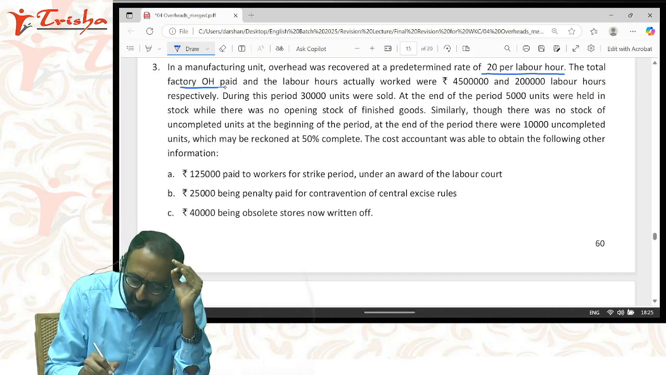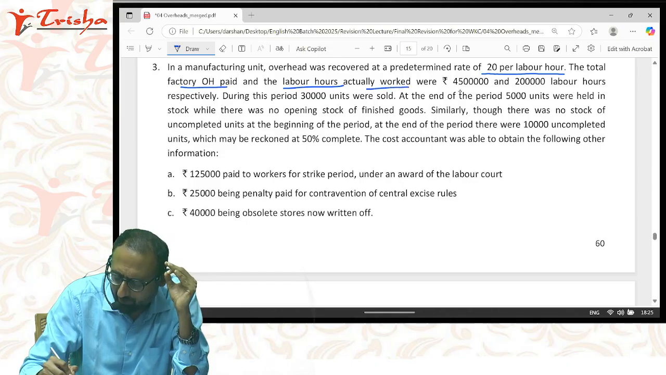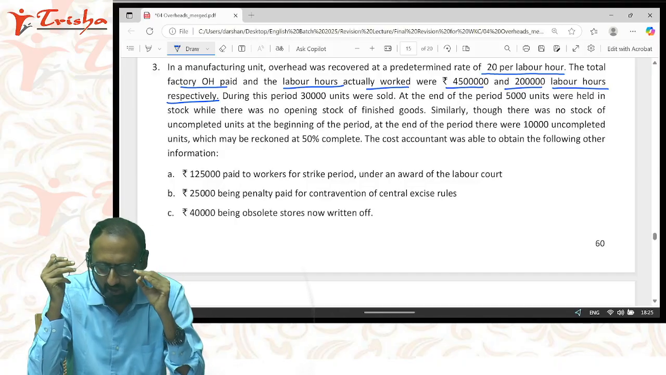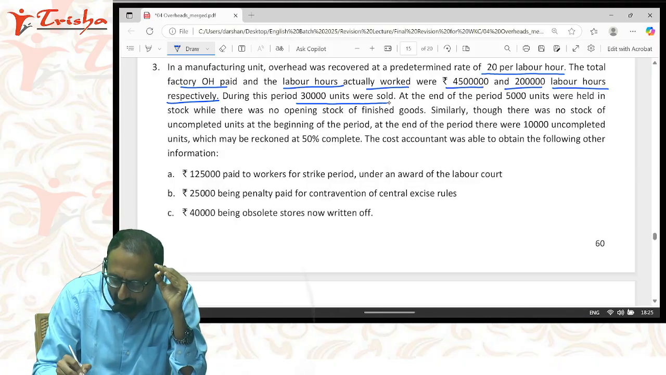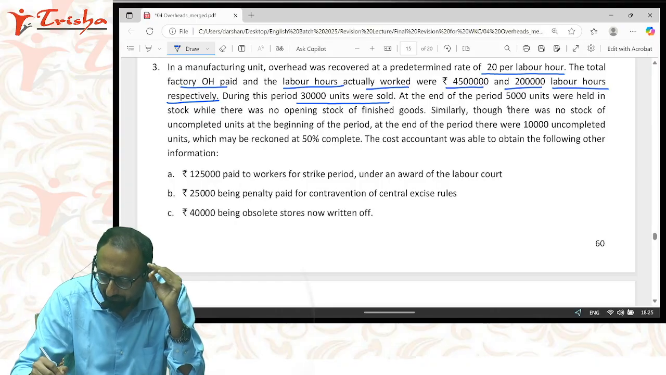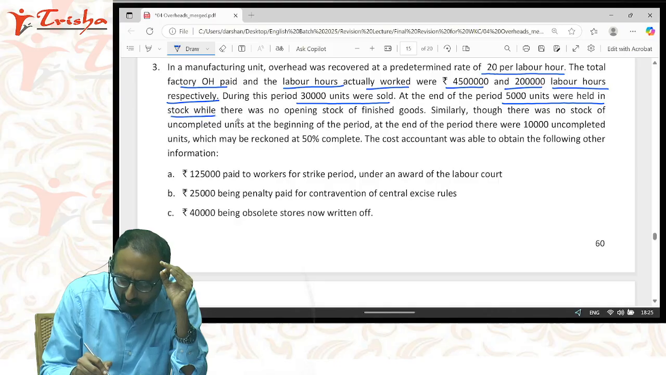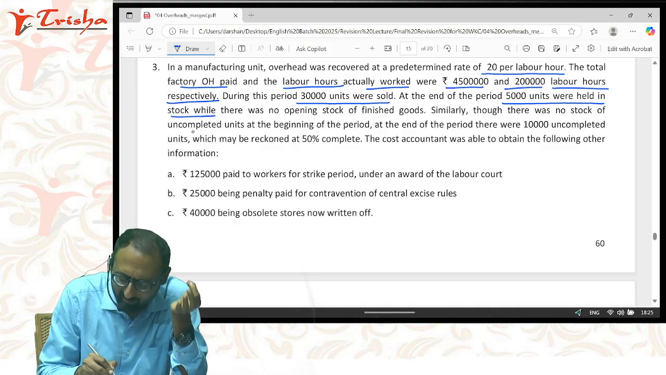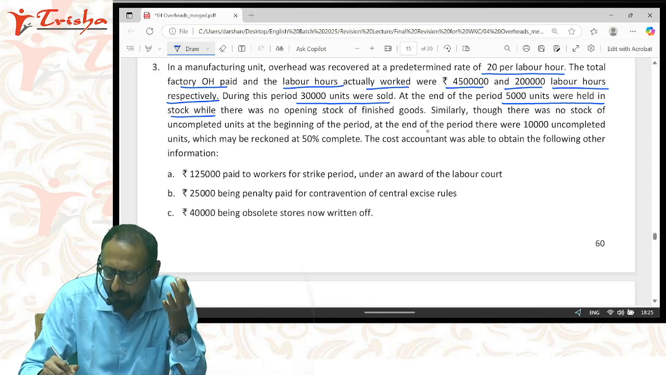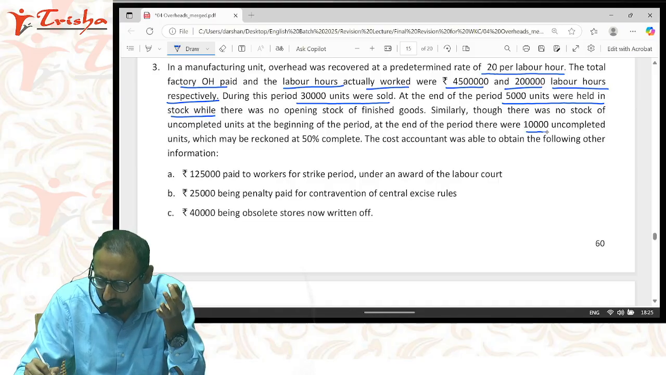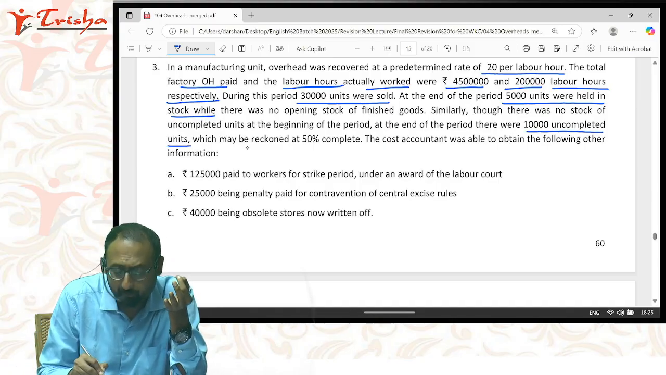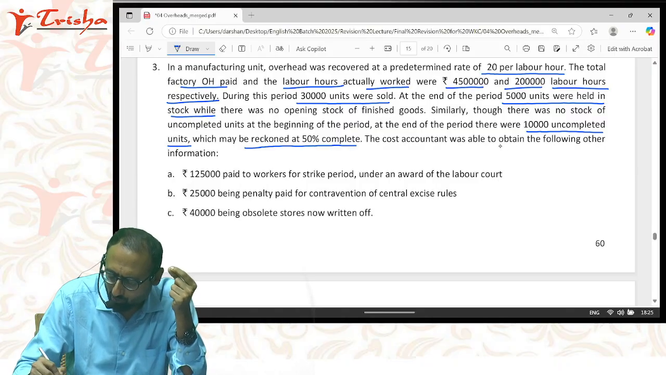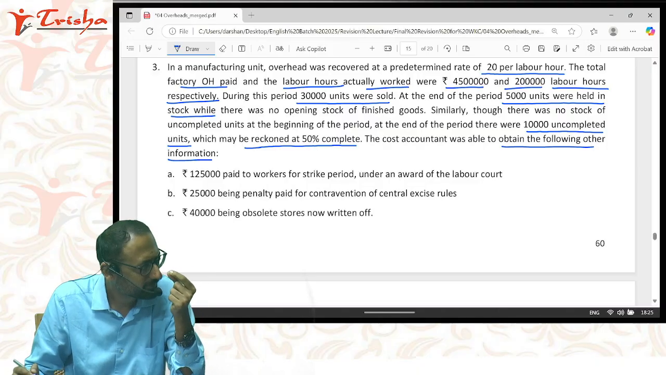Total factory overhead paid and the labor hours actually worked were 45 lakhs and 2 lakh labor hours respectively. During this period, 30,000 units were sold. At the end of the period, 5,000 units were held in stock. There was no opening stock of finished goods. Similarly, though there was no stock of uncompleted units at the beginning of the period, at the end of the period there were 10,000 uncompleted units, which may be reckoned at 50% complete. The cost accountant was able to obtain the following other information.